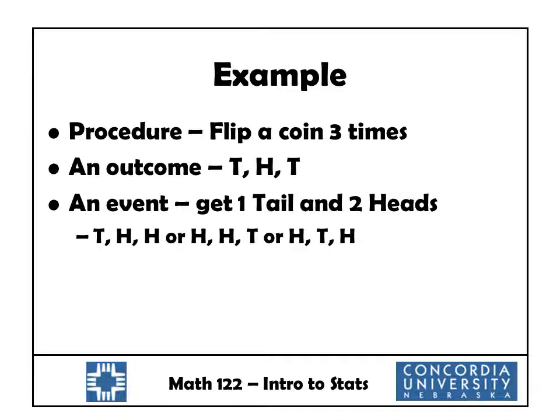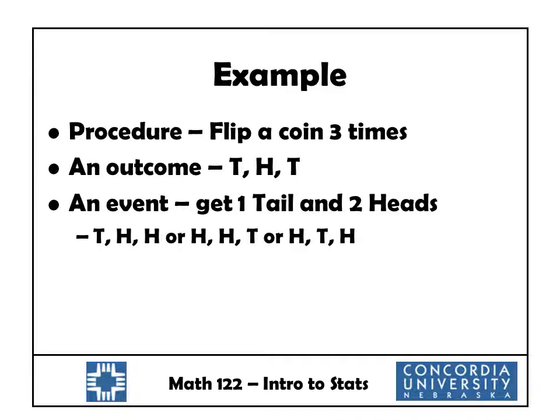Let's say another procedure is that I flip a coin 3 times. Now that's not 3 separate procedures, that's one big procedure. An outcome would be tails, heads, tails. Another outcome could be tails, tails, tails. Another outcome could be tails, tails, heads. There are a lot of different outcomes.